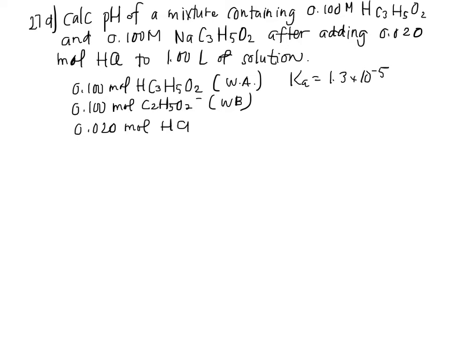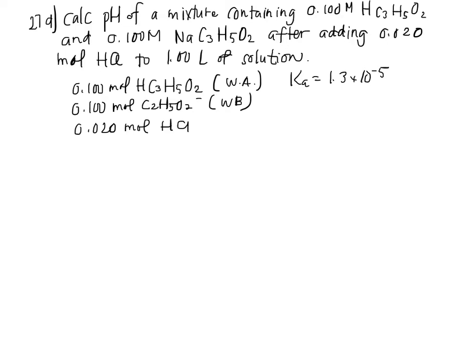Okay, so we're going to do number 27D. 27D says to calculate the pH of the mixture containing 0.100 molar propanoic acid mixed with 0.100 molar sodium propanoate after adding 0.020 moles of HCl to a 1 liter solution. So what I already did is I calculated the number of moles of the weak acid and the weak base, and I wrote down how many moles of HCl was given, so that when I'm doing the weak acid and the weak base calculations, it'll make more sense why I'm adding and subtracting.